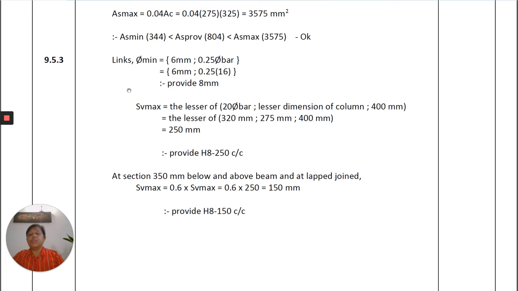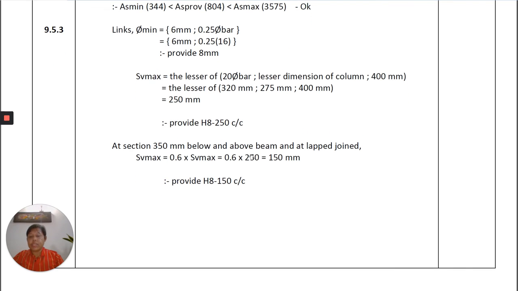And then with spacing of the link, we have to compare these three values, 20 times the diameter bar, the dimension of the column, and also 400 millimeter. So 20 times 16 is 320 millimeter. The dimension is 275, 400 millimeter. And then the answer I provide here is actually 275, okay, the lesser one. Then I provide 250 millimeter here. Therefore, the link that I provide for this column is H8, 250 center to center.